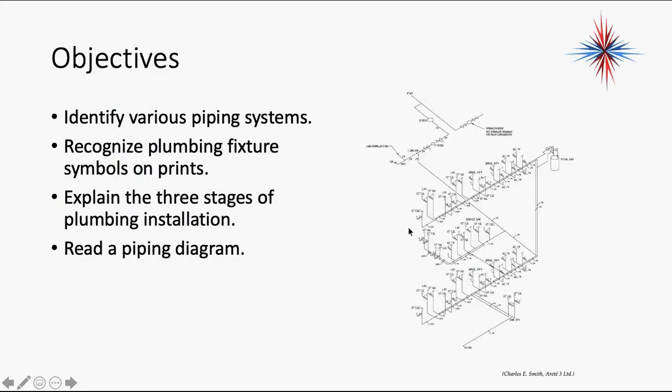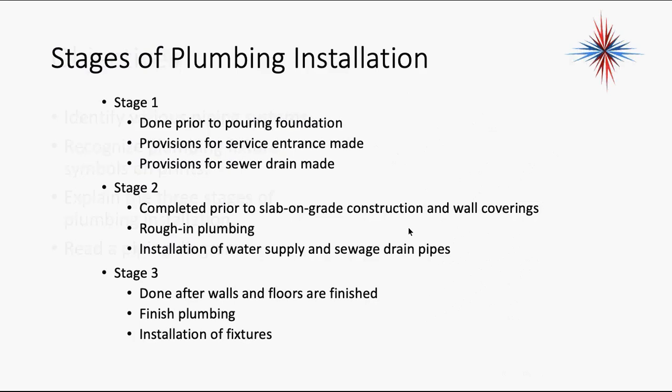You need to understand where the drains go, and that's basically because of condensate piping. As well, if you're installing a boiler in a commercial environment, you need to know where your closest water availability is. We want to explain the 3 stages of plumbing installation, and be able to read a piping diagram. I just want you to be able to locate things.